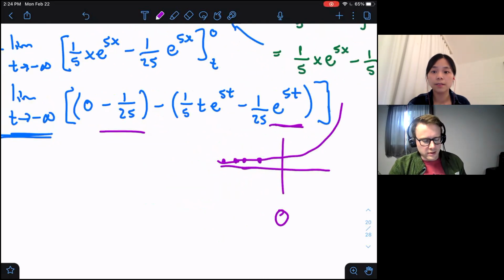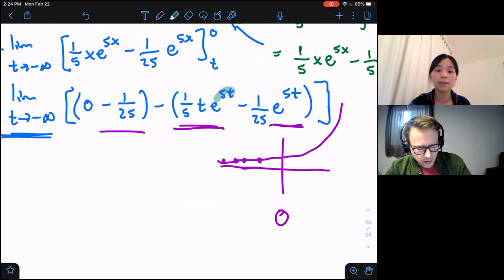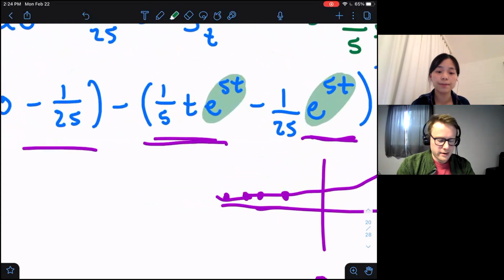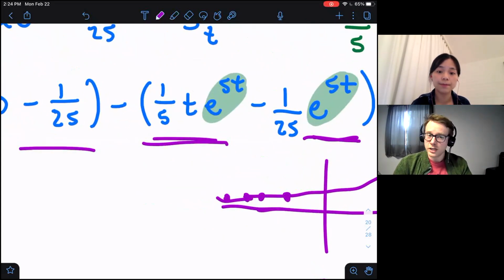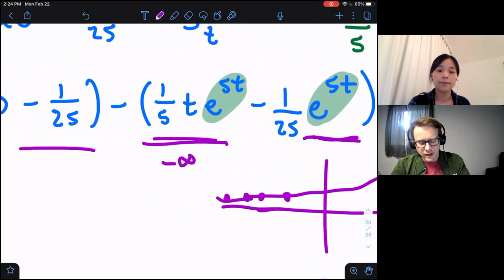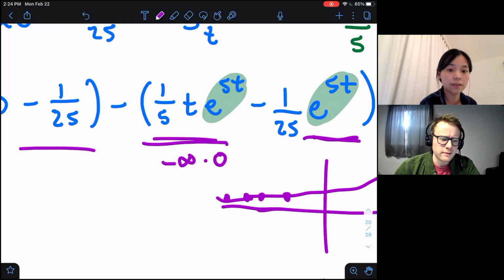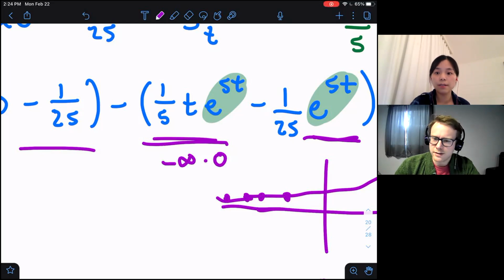Of course, this is all constant and everything, so the only question is maybe about this one right here. We just talked about how the e to the 5t is going off towards 0. And we have this extra bit, this t, which is supposed to be going off towards negative infinity. So this is negative infinity times 0. What is negative infinity times 0 again? I forget. Yeah, indeterminate.